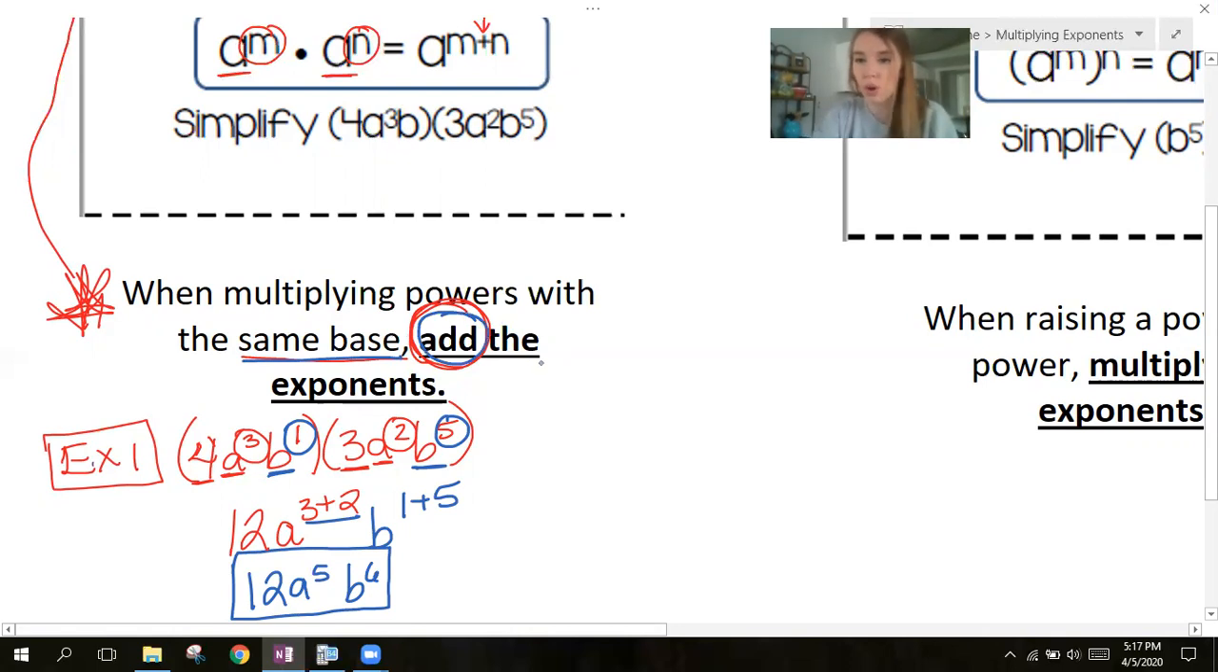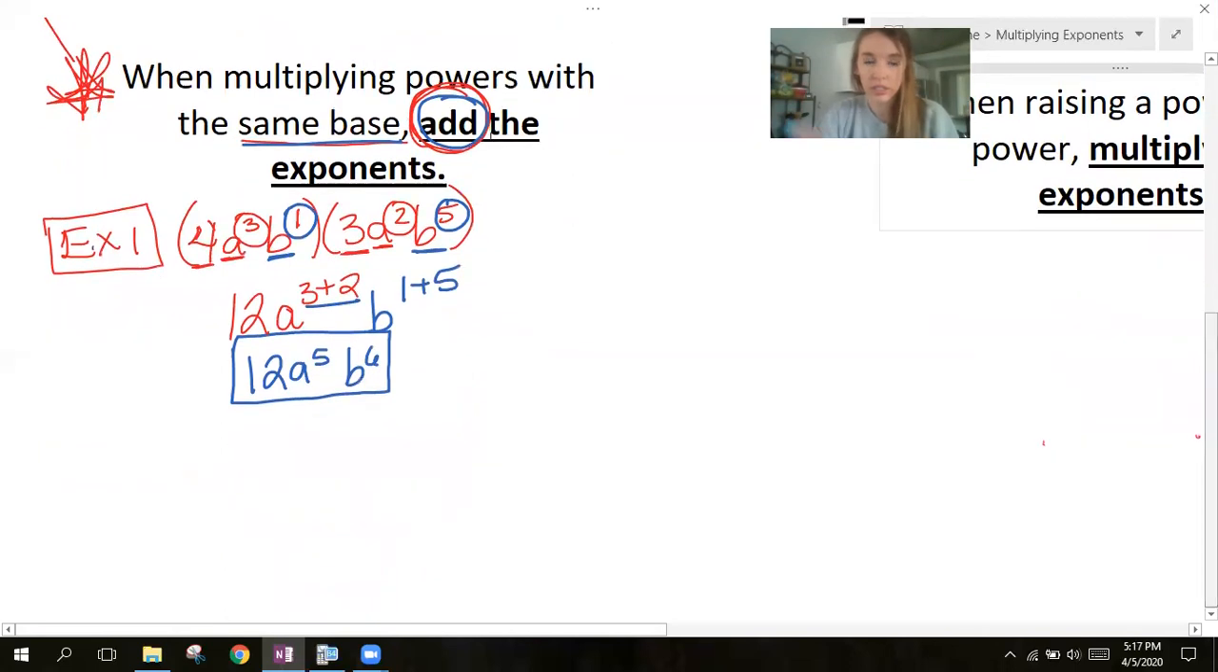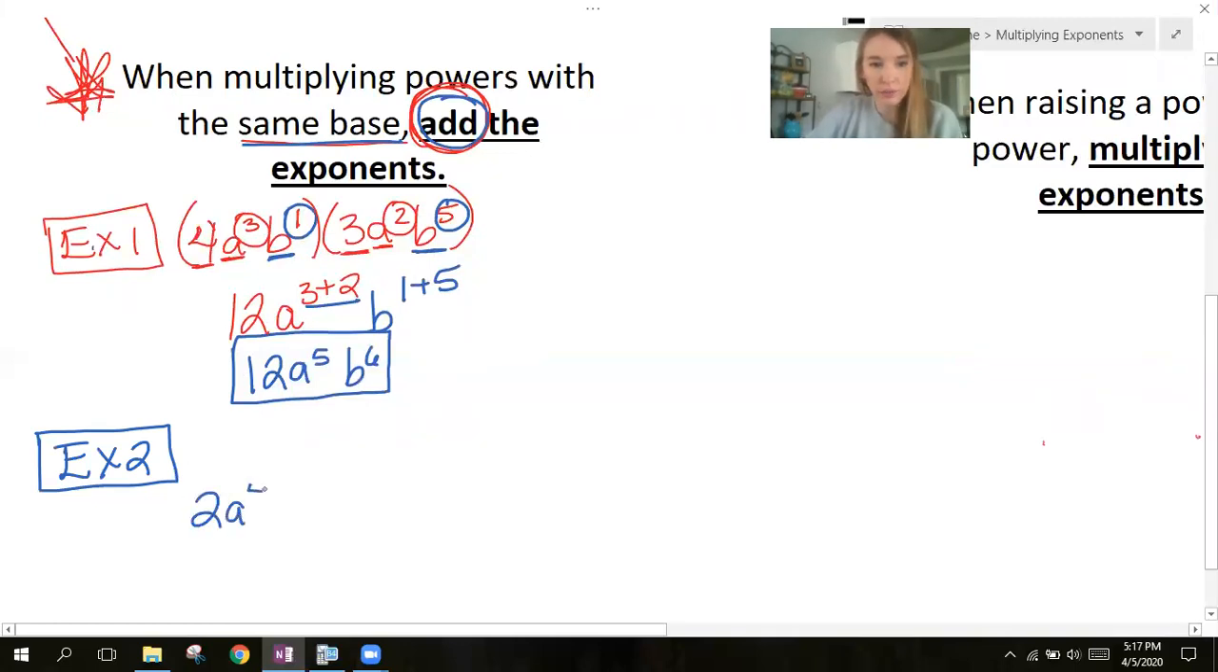Let's do one more of those just to make sure we've got it. We'll write this one down as example 2. I'm going to do 2a to the 4th power b squared times 3a squared b squared.